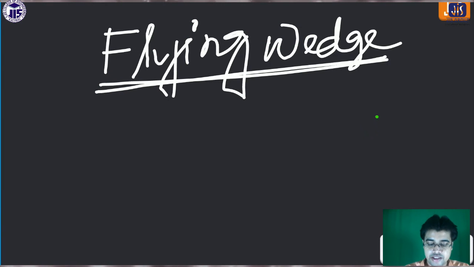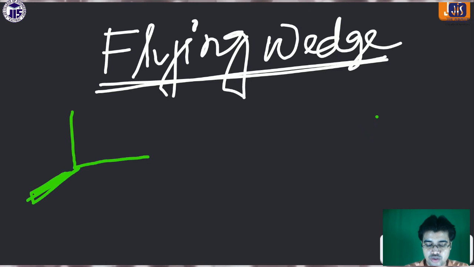So it looks like there are 4 groups on the carbon. It looks like this: there are 2 bonds, then another 2 bonds, one will be up and another will be down. Okay, this looks like a 3-dimensional figure.